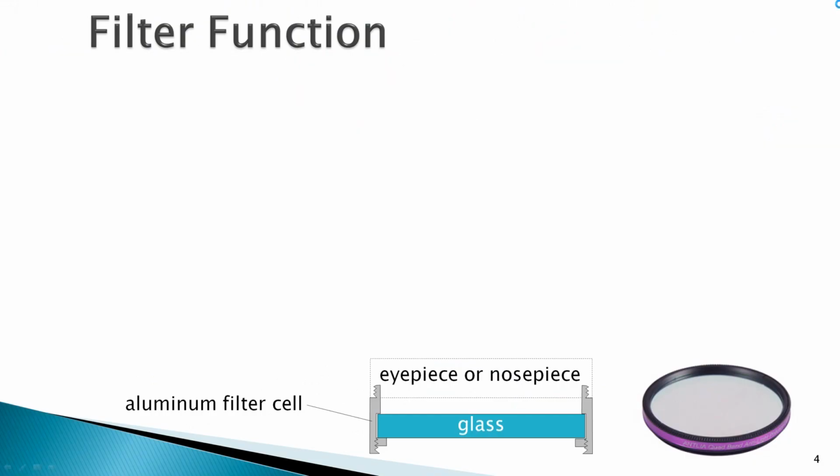The general appearance of a filter is shown at the bottom of the screen, both in photo and schematic form. They are very simple, really. There's a machined aluminum housing within which a flat piece of glass fits. The whole assembly screws on the end of your eyepiece or the nosepiece of your camera, depending on what you're using. It's pretty straightforward, but the secret is in what that piece of glass is.